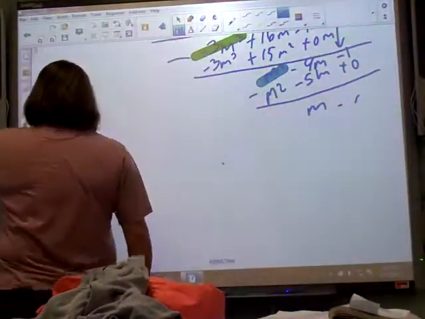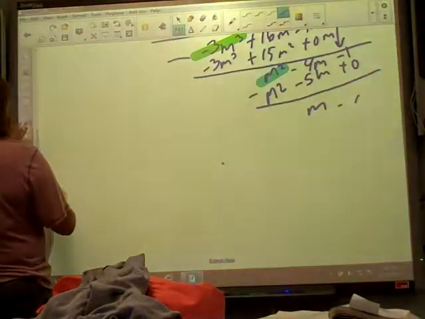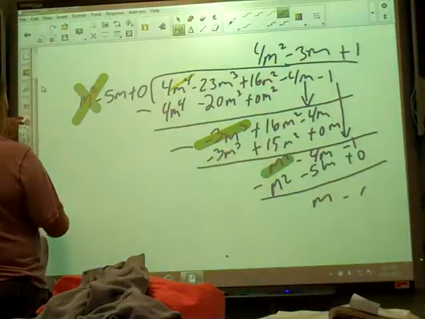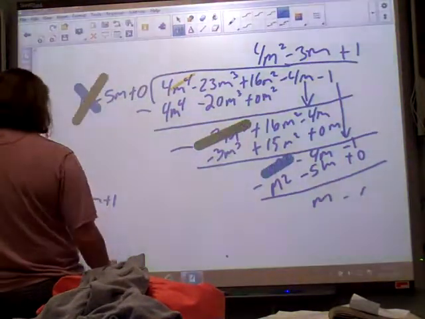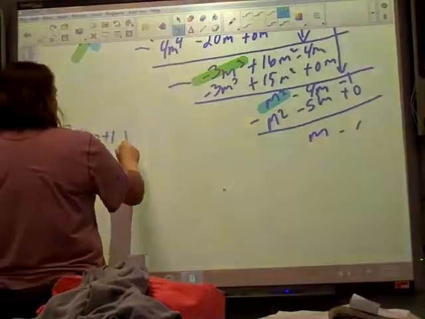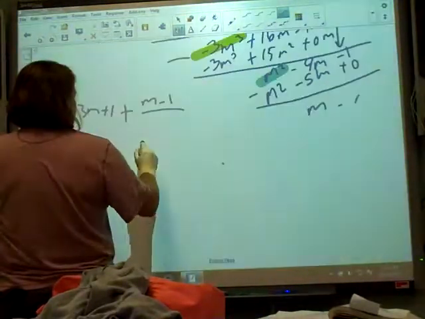So to write our answer on this, I got what I had up there on top. Oops, can't hold on and write at the same time, I guess. 4m squared minus 3m plus 1. Then my remainder over what I divided by.